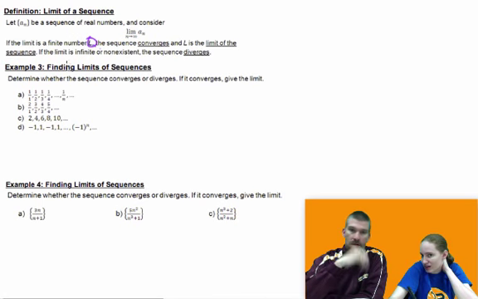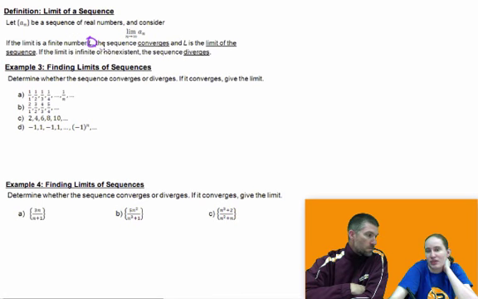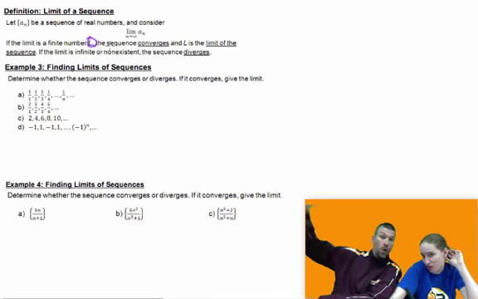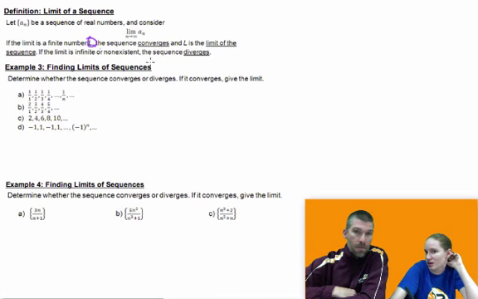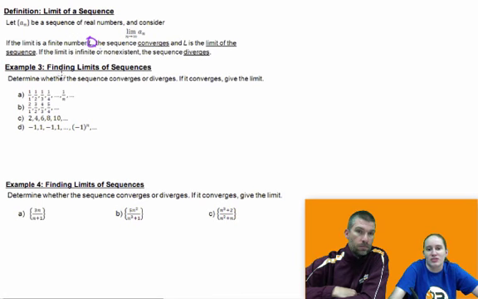But otherwise, if we can't end up getting to some number, because it either just keeps getting bigger and bigger, or smaller and smaller towards negative infinity, or maybe it oscillates, it goes back and forth, like 1, -1, 1, -1, then the limit's not going to exist, and we say the sequence diverges. On these 4 sequences, we're going to figure out if they converge or diverge, and if they converge, we're going to give the limit.